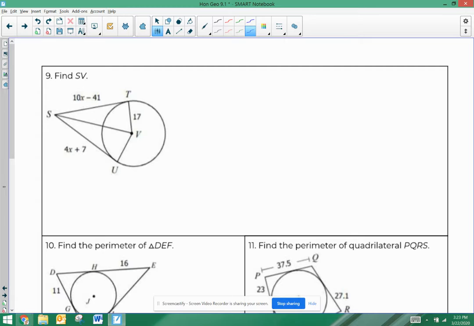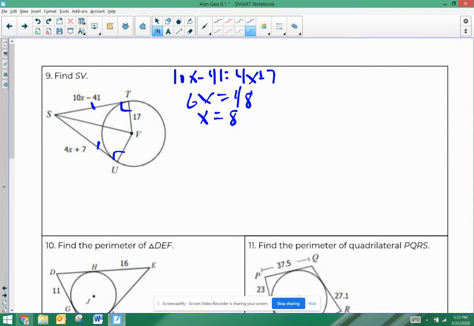All right, now I'm going to find SV. This doesn't look like we have enough information yet, but what we do know, these are tangents, so they're congruent to each other. So I can set those equal to each other to solve for x. Let's start there. 10x minus 41 equals 4x plus 7. 6x equals 48. X equals 8.